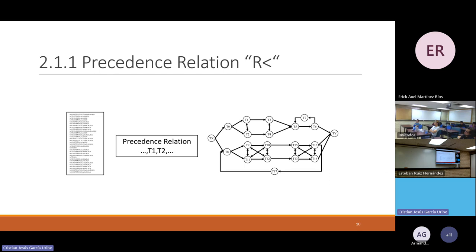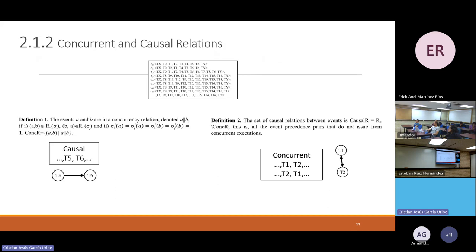First, we collect the present relations between the events. Based on the input log, we present a graph like the following. Given the established precedence, the causal relations are defined with a sequence of two events, for example, T5 and T6. On the other hand, a concurrent relation is defined as the sequence of two events in both orders, such as T1 and T2.